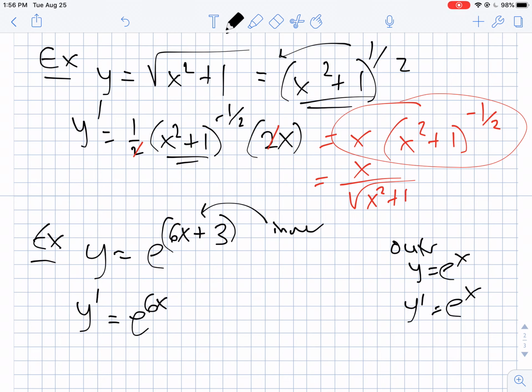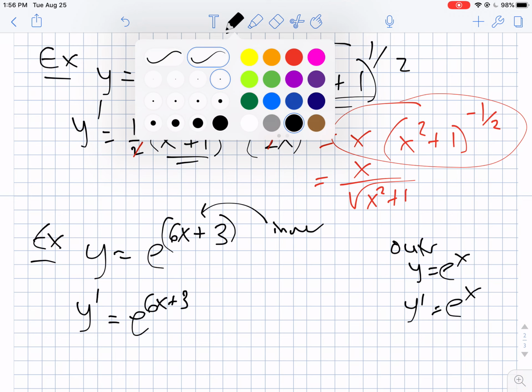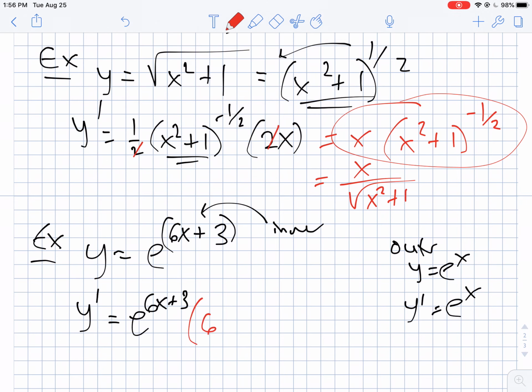So that'll start with e to the 6x plus 3. And then by the chain rule, we multiply by the derivative of 6x plus 3, so 6. So we could just write that as 6 times e to the 6x plus 3. Okay, so that's how we do those.